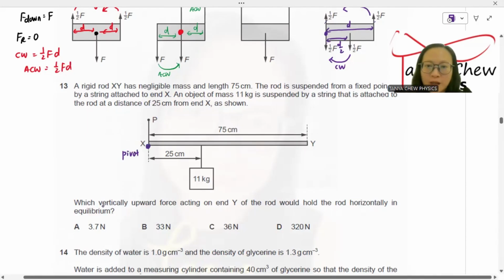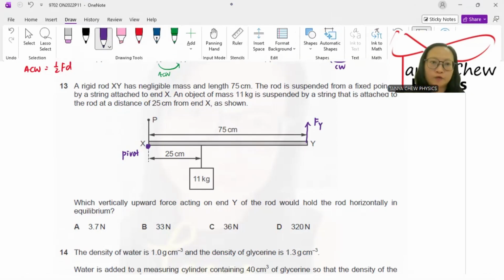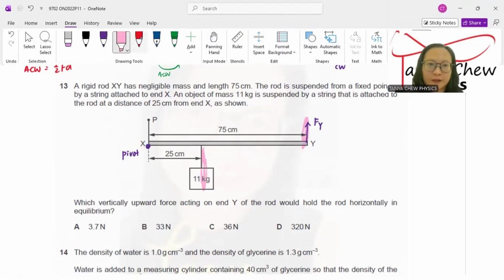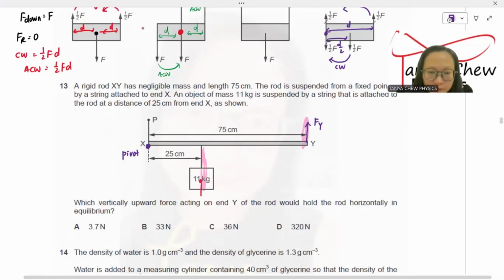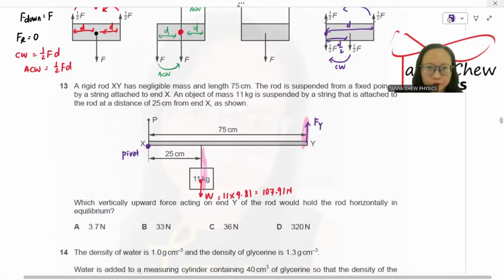Now, the vertically upward force at Y is Fy. Now I have identified the two forces. One is the weight of the 11 kilogram, which is going downwards. The weight would be 11 multiplied by 9.81. That gives you 107.91. It doesn't matter because this is not paper 4. You can write as many significant figures as you wish.